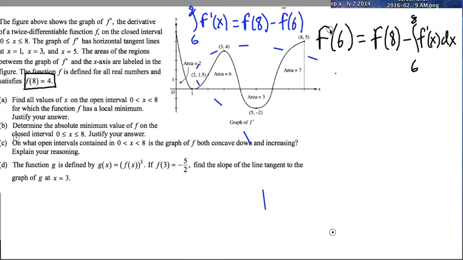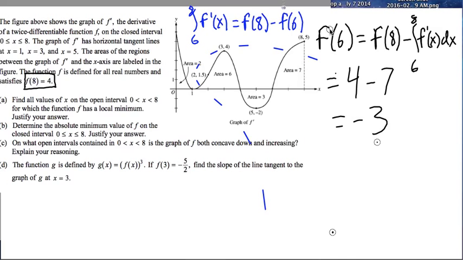So if we look, we know that f of 8 equals 4. And so all we need to do is figure out what the integral of this graph is from 6 to 8. Now take a look, we've got the areas broken down for us. This is 1, 2, 3, 4, 5, 6, 7, 8. So this section has an area of 7, and it's above the axis, so it counts as positive. So we would say that f of 6 is 4 minus 7. F of 6 is negative 3.